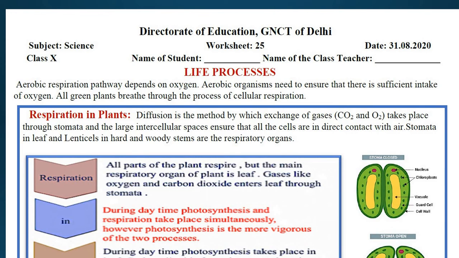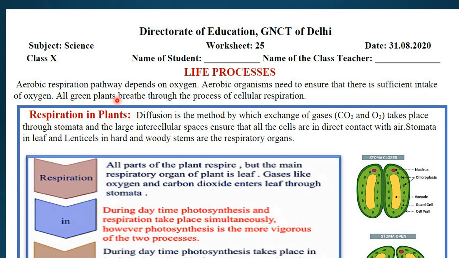This is about life processes, as you can see, and the topic is respiration in plants and animals. Here the aerobic respiration pathway depends on oxygen. What does the pathway depend on? Oxygen, because it's aerobic in nature and aerobic organisms need to ensure that there is sufficient intake of oxygen.